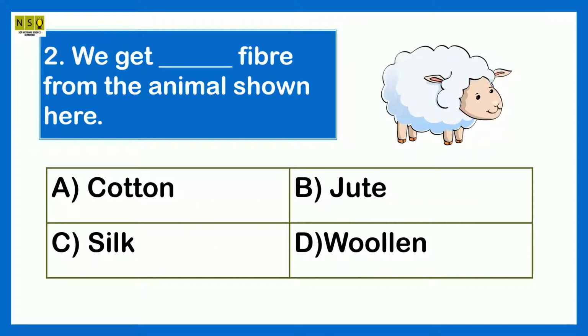We get dash fiber from the animal shown here. Option A, cotton. Option B, jute. Option C, silk. Option D, woolen. The answer is woolen. Sheep and some other animals like mountain goat, etc. give us woolen fibers which are used to make warm clothes.